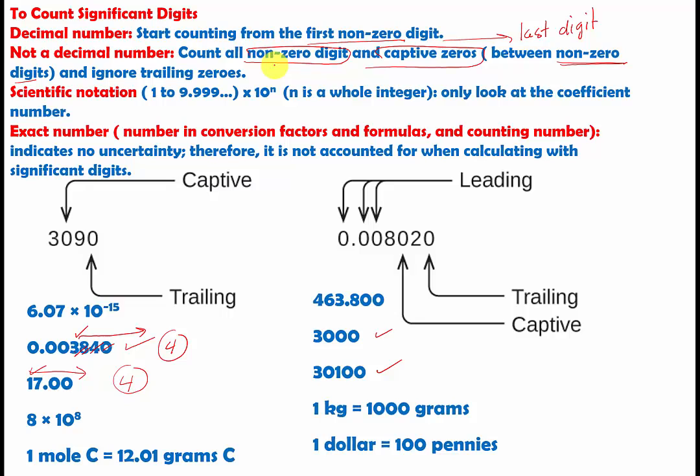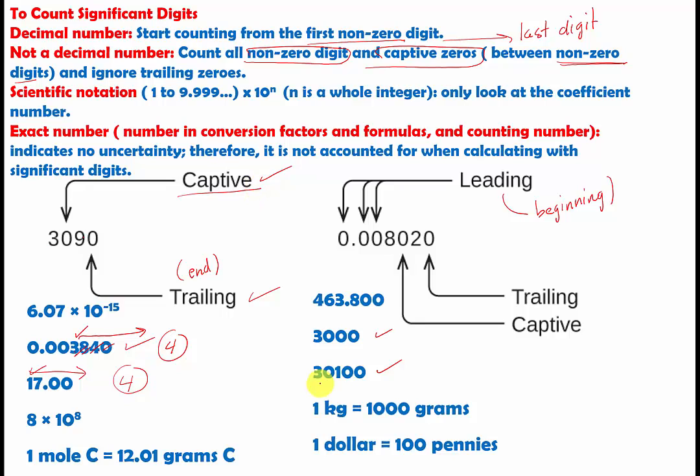So in this case, we have a specific type of zero, captive zero, between two non-zeros. Trailing zeros are at the very end of a number. And then we have leading zeros, which are at the beginning of a number. So again, we are only going to focus on captive zeros and non-zeros.